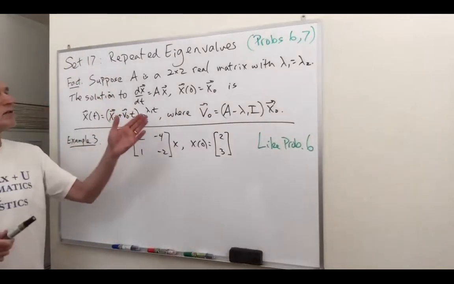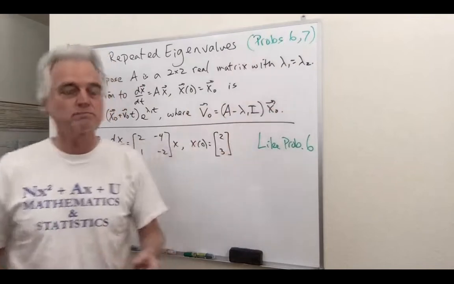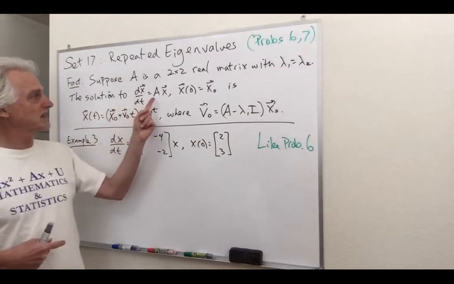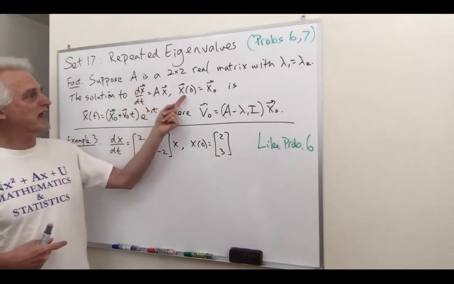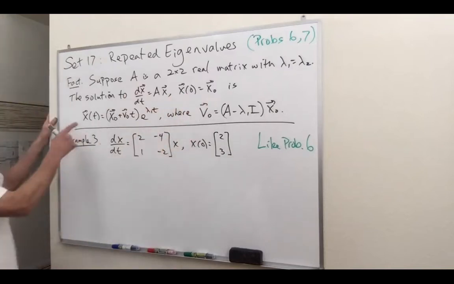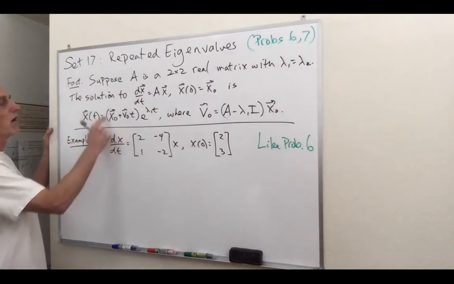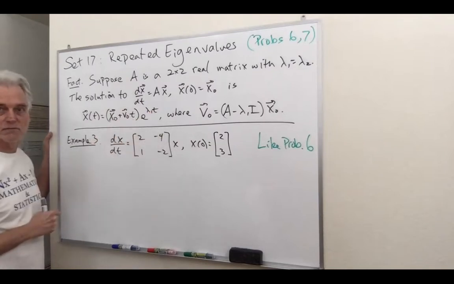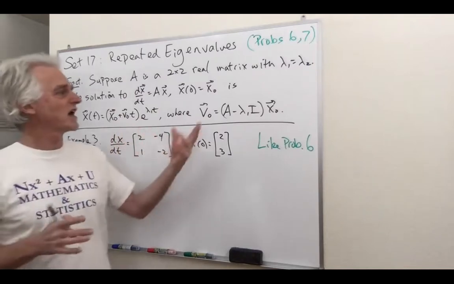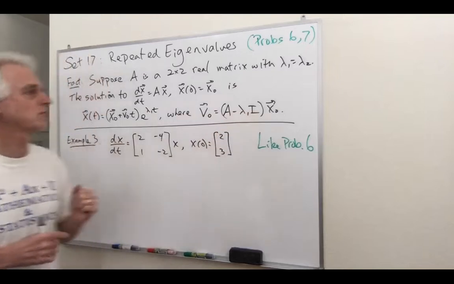Suppose A is a 2 by 2 real matrix with eigenvalues lambda 1 equals lambda 2. Then the solution to the initial value problem dx/dt equals A times x, with x of 0 an arbitrary initial condition x naught, is x of t equals x naught plus v naught times t, all times e to the lambda 1 t, where v naught, which is like a velocity, is computed as A minus lambda 1 I times x naught.